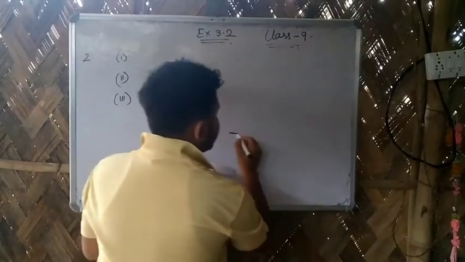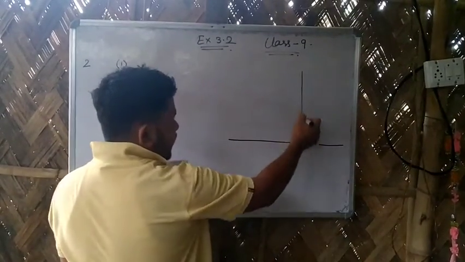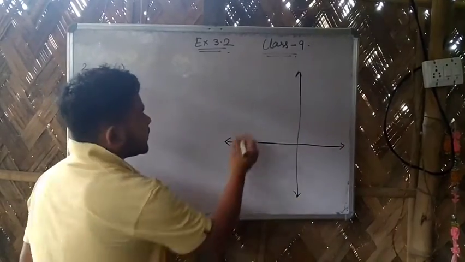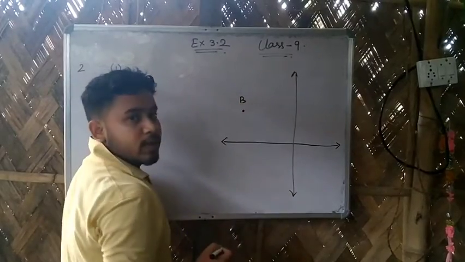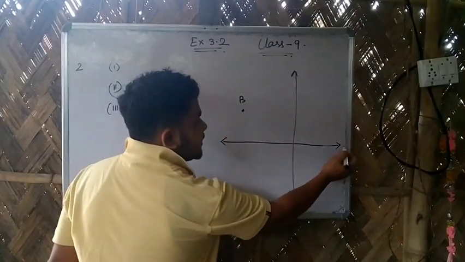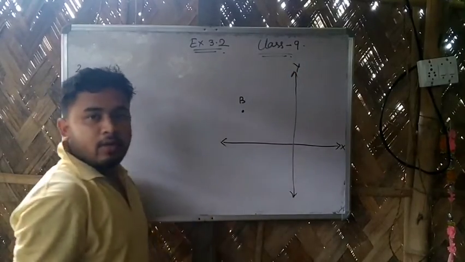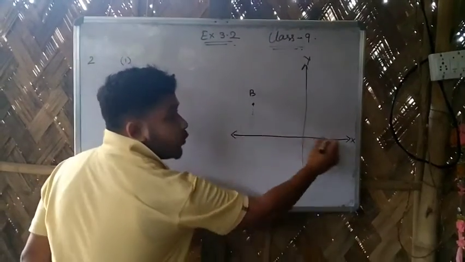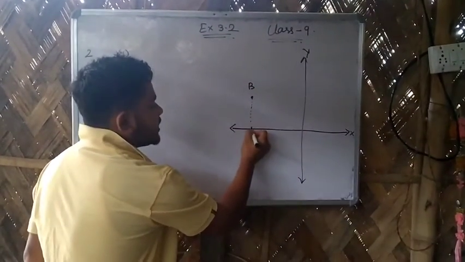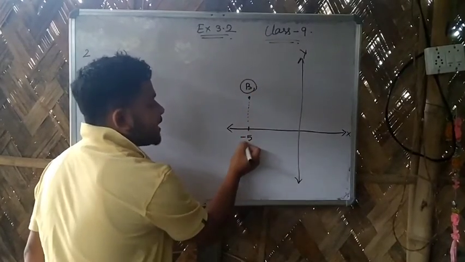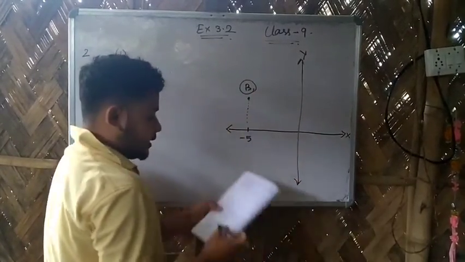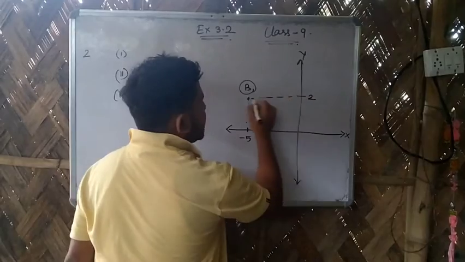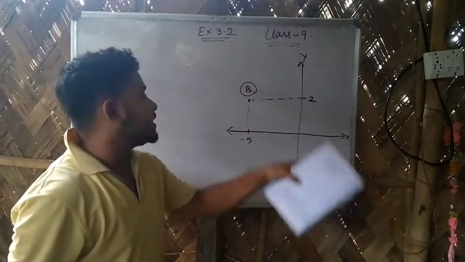We all know that in the graph this kind of line is called the x-axis, and this kind of line is called the y-axis. Now if you see the graph in that particular book, point B is present somewhere here. So you have to find the value of x and the value of y. For that, we have to see over which number in the x-axis point B is present. If you see, you will find that point B is present at -5 in the x-axis. Similarly, in the y-axis it is present at point 2.